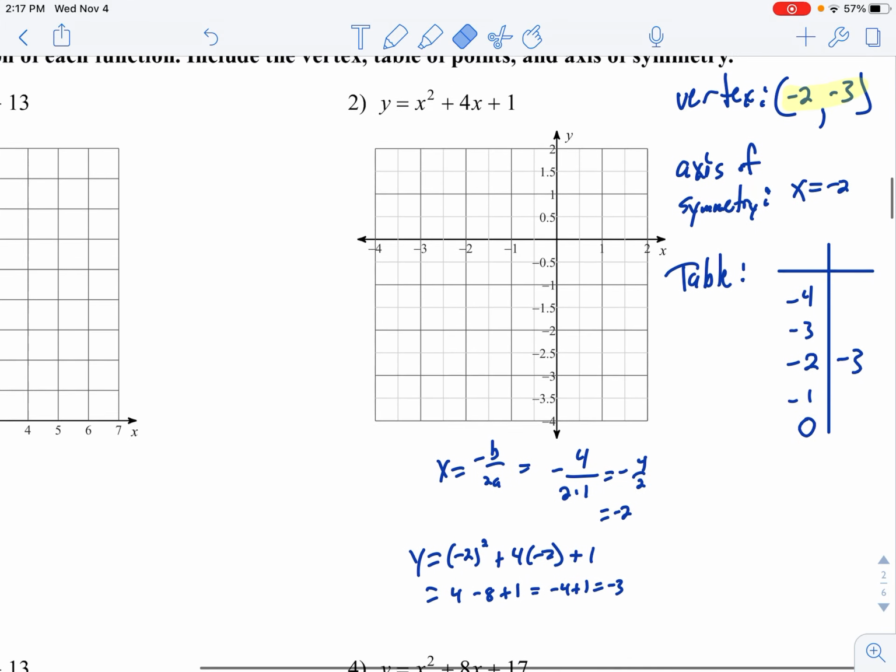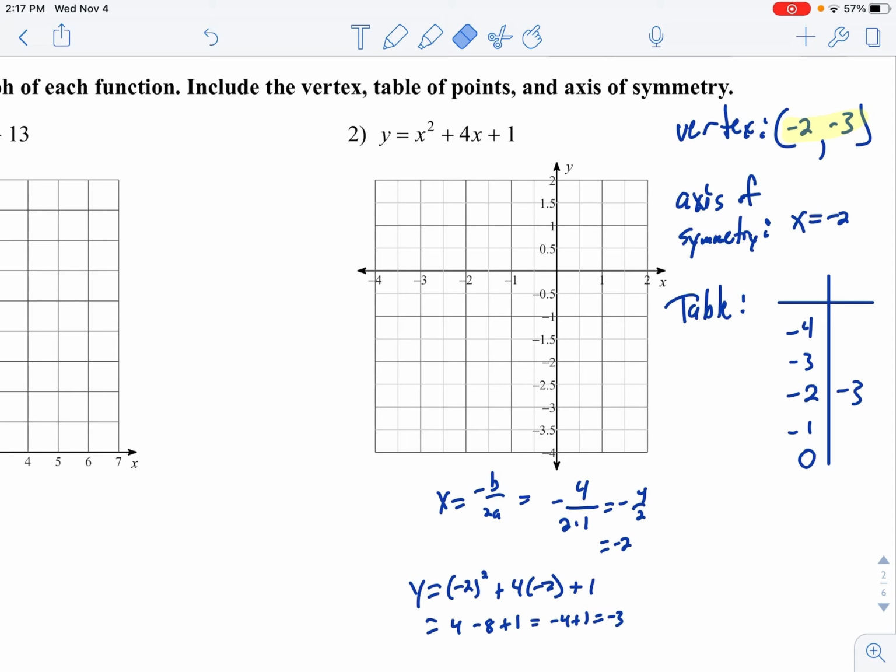That's going to be kind of a pain. You might want to use a calculator for this just to make things easier. I'm going to go ahead and do it. I'll probably erase as I go.